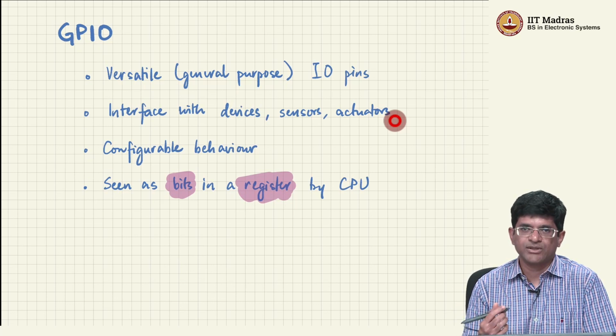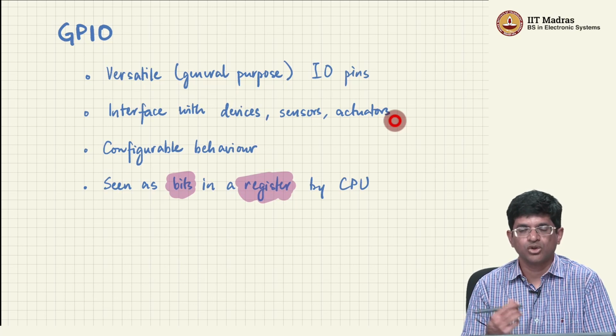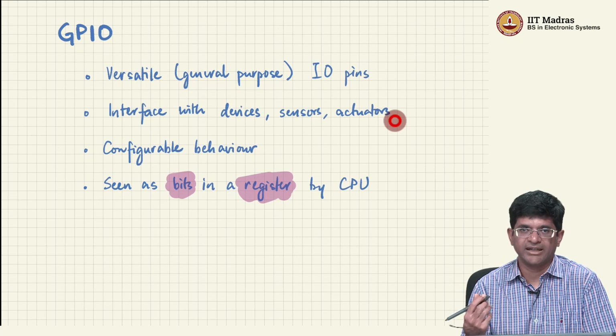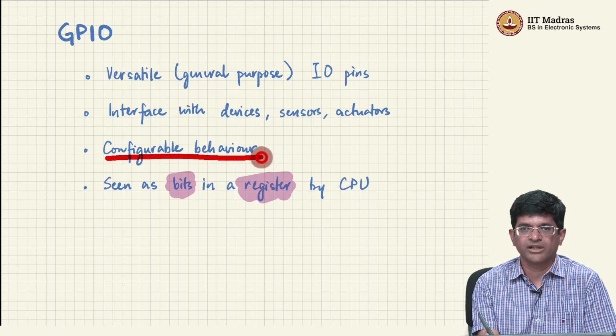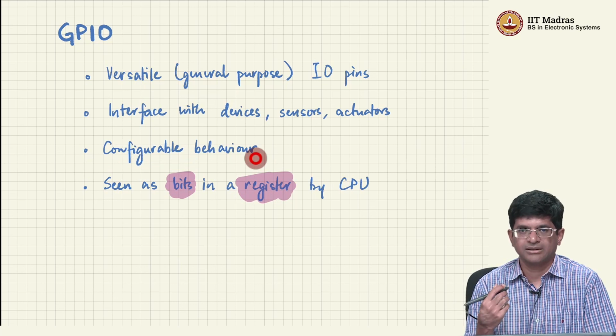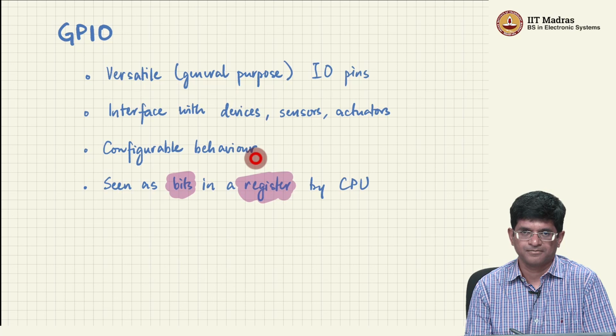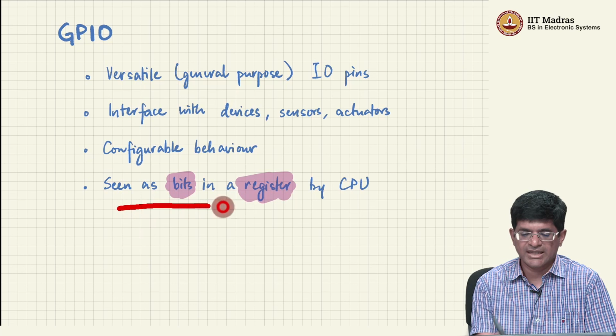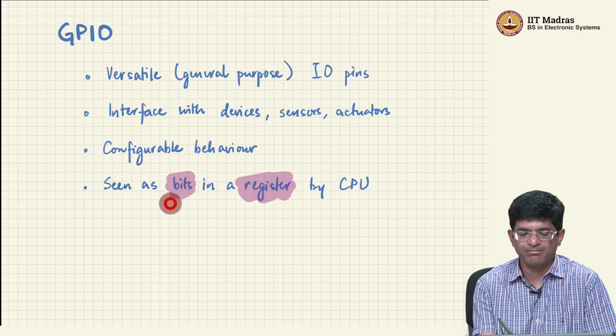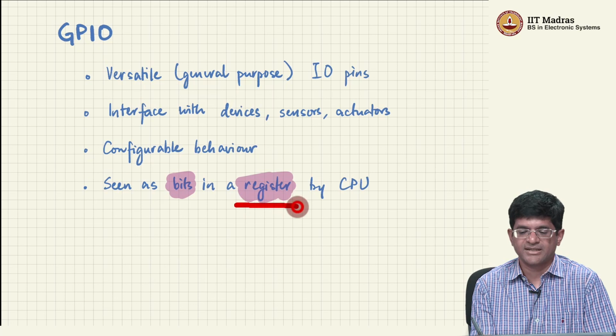They can also be used as actuators, which means that the value written into the GPIO as an output now could be used in order to, for example, turn on an LED, with this example that we already saw. Now the interesting thing and what makes them particularly versatile is that this behavior is configurable. You can in fact even take a particular pin and change it from being an input to an output as part of the runtime of the system. Right? And as far as the CPU is concerned, the values that are there in the GPIO pins are seen as bits in a register.